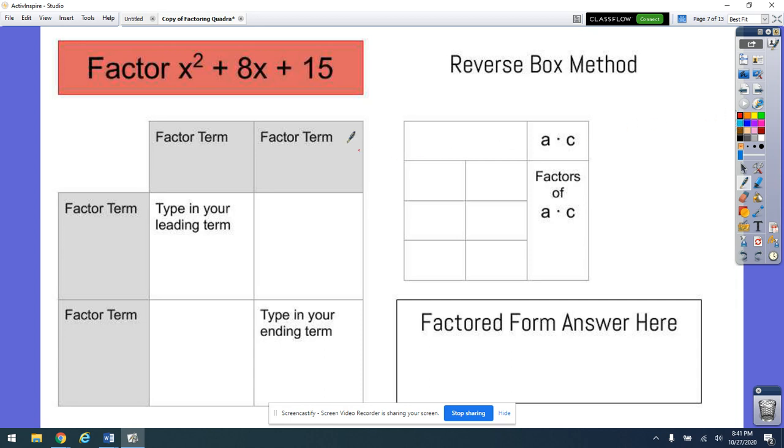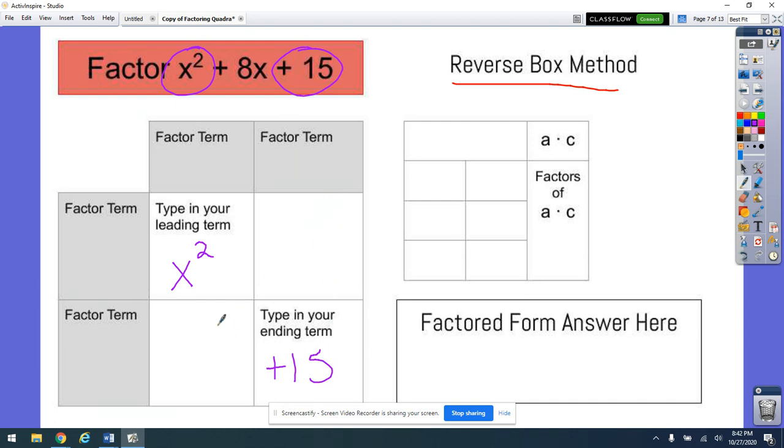So the very first thing is, if I'm doing that reverse box method, you got to make your box first. And how it works, you're setting this up, same kind of concept. These two terms here, they don't change. When we were multiplying it out, notice how we were always combining the ones in the middle, or the ones that were diagonal, depending on what method you use. But we noticed that these two never change as far as our answer. So we want to type in your leading term here. For this one, I want to put in my x squared, and then the ending term, and that's my positive 15.